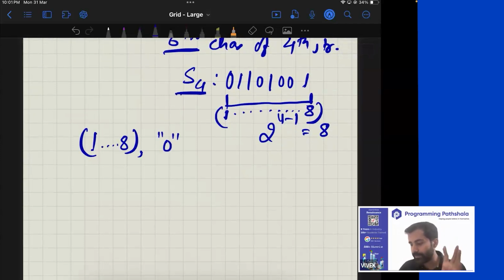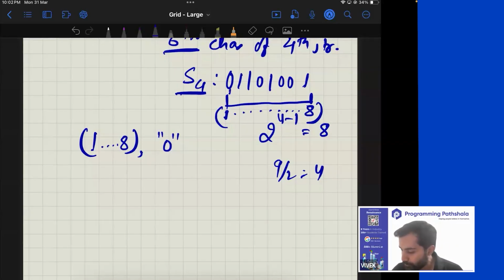Any string of the family represents a 0. Everything came from 0. Now what I'll do is I'll find out a midpoint of it. What will be the midpoint of it? 1 plus 8, 9, 9 by 2 is going to be 4. So if you look at it, the left half of it will be from 1 to 4 and right half of it will be from 5 to 8.